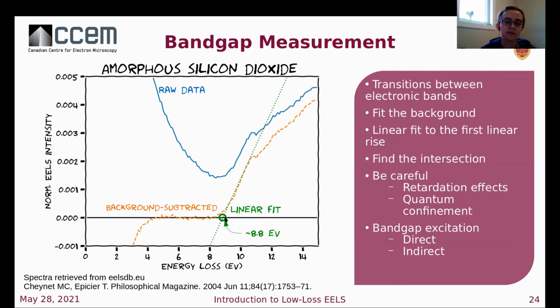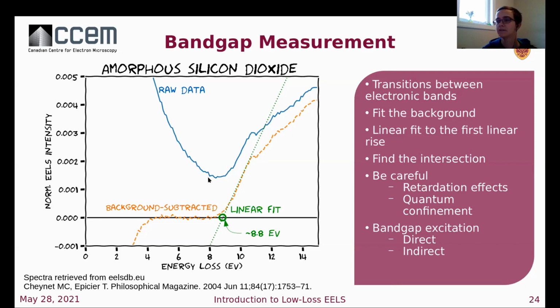There's a lot of things to think about when doing a bandgap measurement, including the resolution of your spectrum and the zero loss peak tails, the retardation effects that I just mentioned, as well as quantum confinement effects. So if you have your semiconductor in a nanoparticle, the quantum confinement of the nanoparticle may actually change the bandgap, and you may not get the value that you would expect from measuring a bulk material.